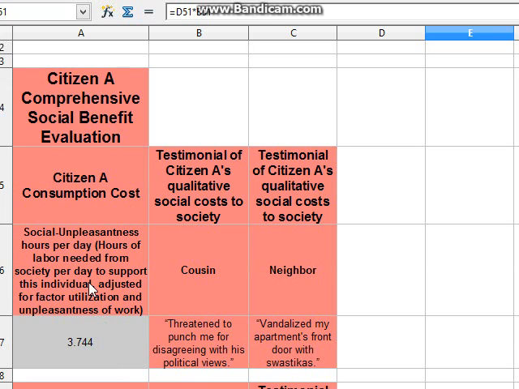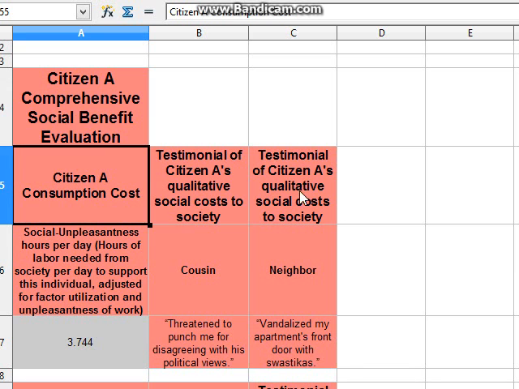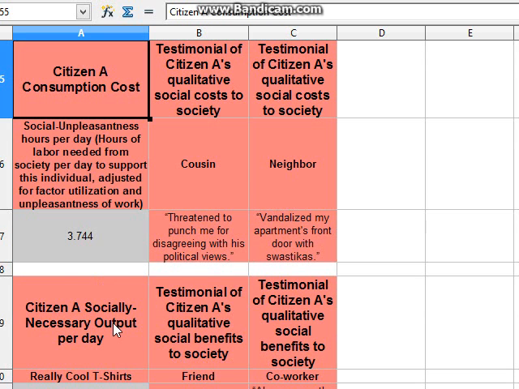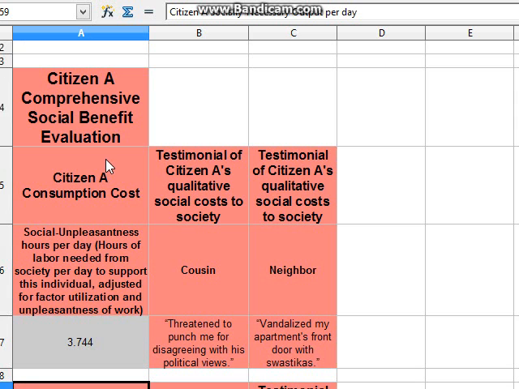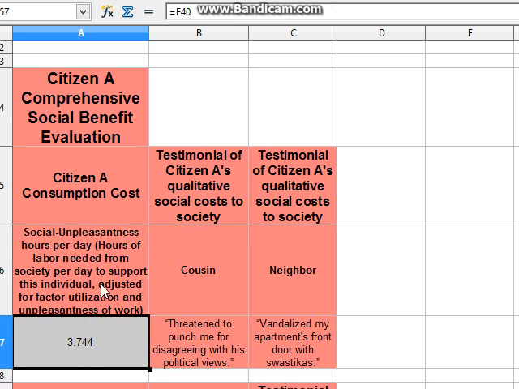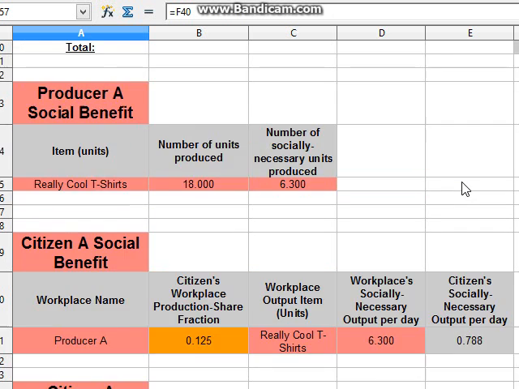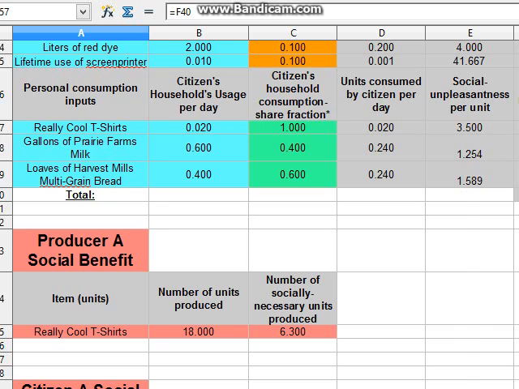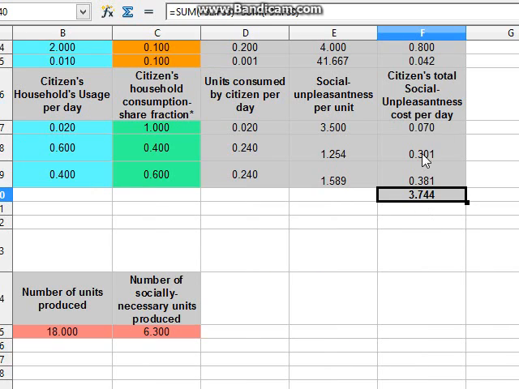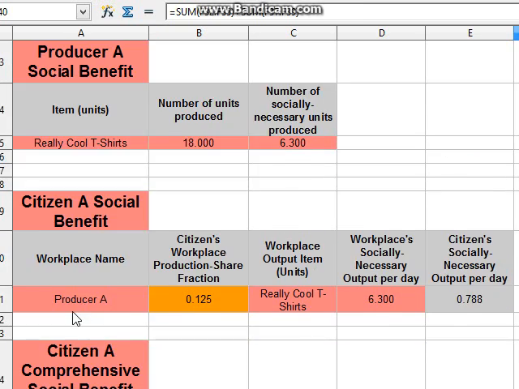All right. First we'll look at the costs, and then we'll look at the benefits. Okay, so first the costs. We've seen how much it takes to support this citizen each day, in labor hours modified by unpleasantness and unnecessariness. Right there, that number goes down here.